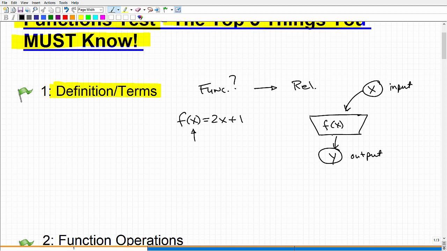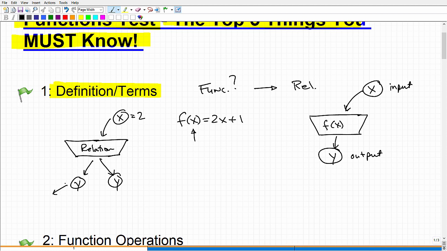Now, in mathematics, let's kind of draw another little thing over here. You could have something called a relation. Okay? And you can have various x inputs, and you can get various y outputs for one input. So for example, let's say my x was equal to 2, and I threw it into my relation machine. I could get one output value, or I can get another output value. Okay, so that is a relation. You can think of relations as points on the xy plane.